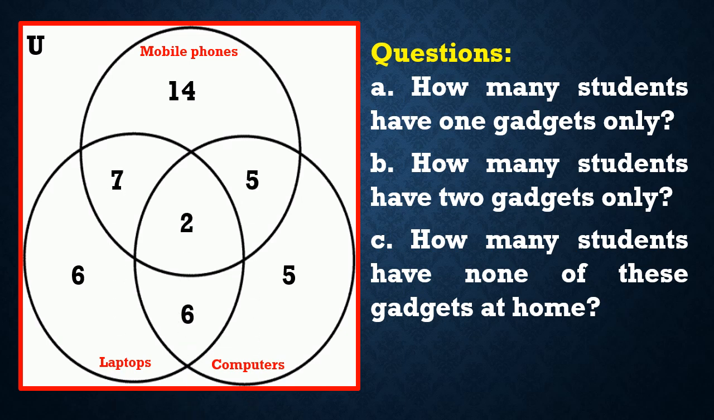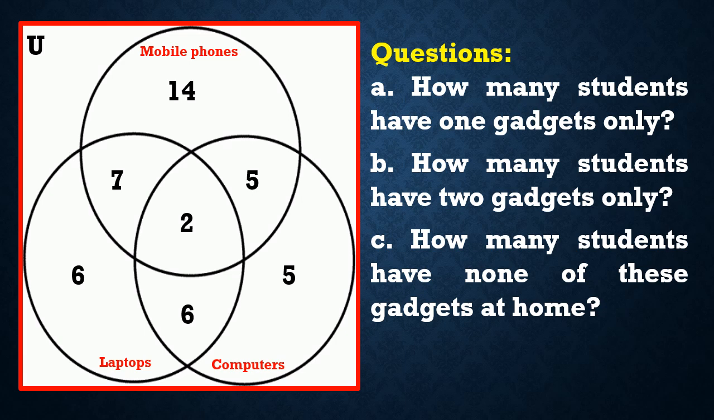Next. How many students have 2 gadgets only? So kapag tinanong ka, how many students have mobile phones and laptops only, the answer is 7. Number of students who have laptops and computers only, 6. And then number of students who have mobile phones and computers only, 5. And then, kapag tinanong ka naman, how many students have all 3 gadgets, isasagot natin yung pinaka-gitna, yung intersection ng tatlong sets, o intersection ng tatlong circles, that is 2.